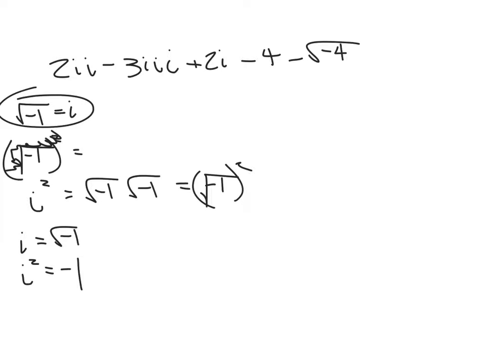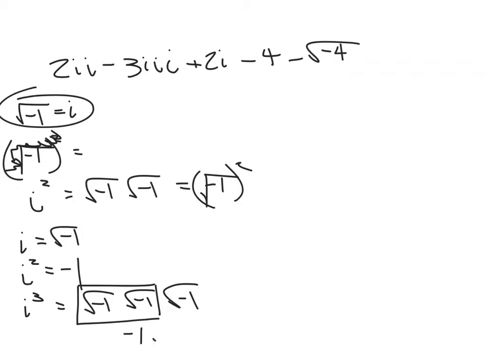And I'm going to give you another one. i cubed. I don't do it the way the book does, but i cubed is going to be the square root of negative 1 times the square root of negative 1 times the square root of negative 1. This is the square root of negative 1 times the square root of negative 1 is negative 1, times the square root of negative 1, which is this here. And the square root of negative 1 is i. So i cubed is actually negative i. Okay, let's wait for that to sink in a little bit. You don't have to memorize how to do that. All you have to do is know that i cubed is negative i.